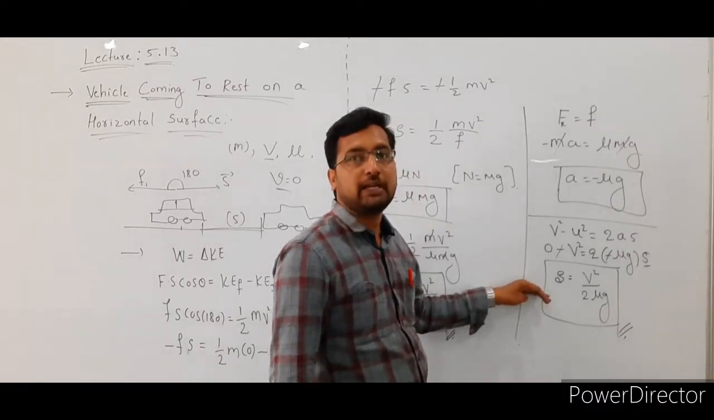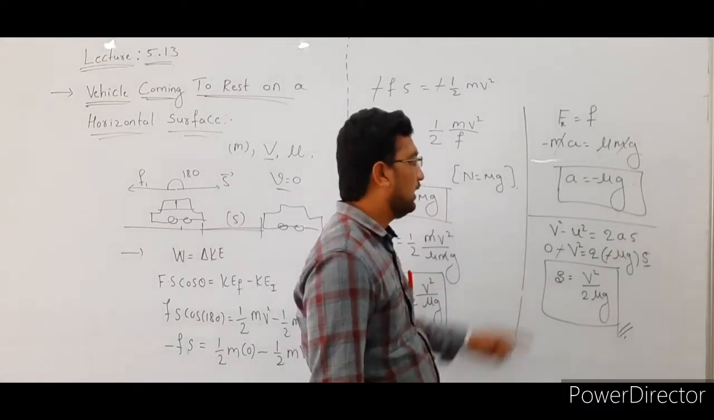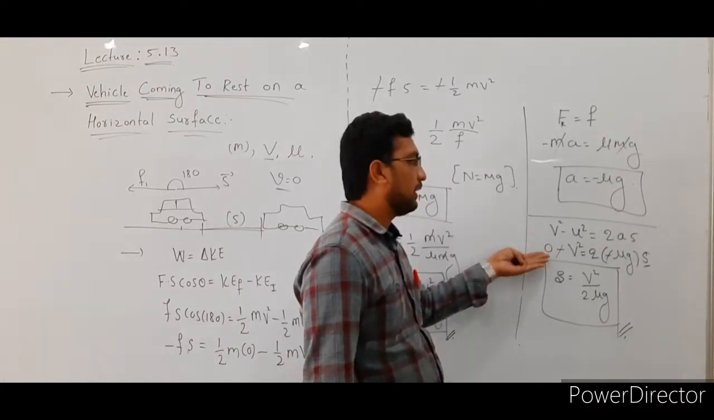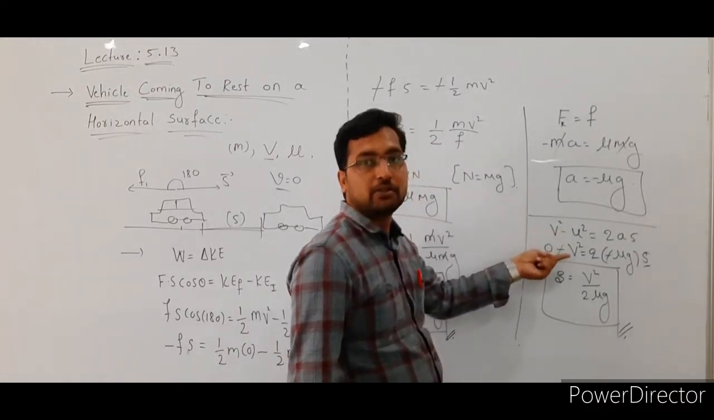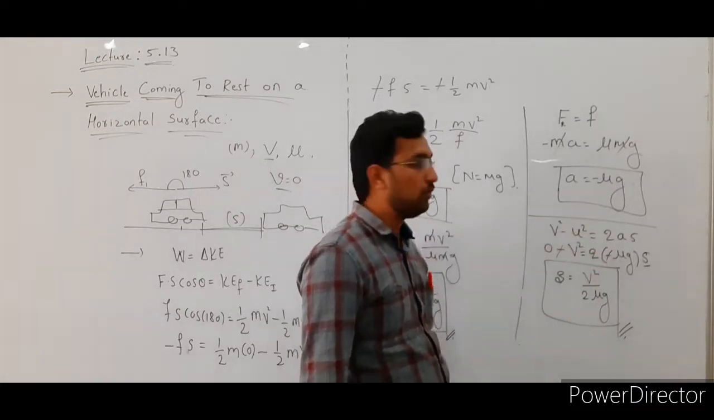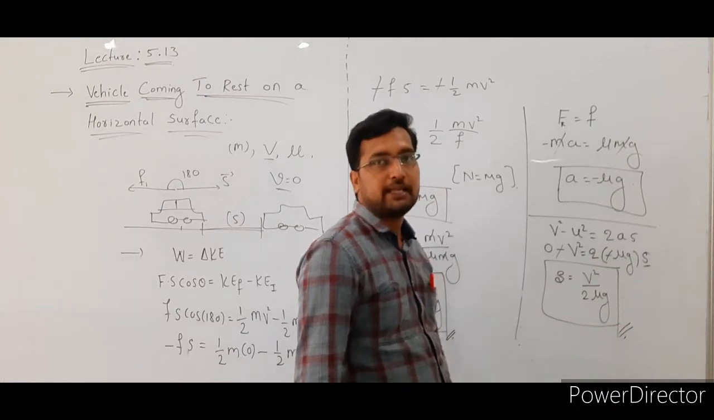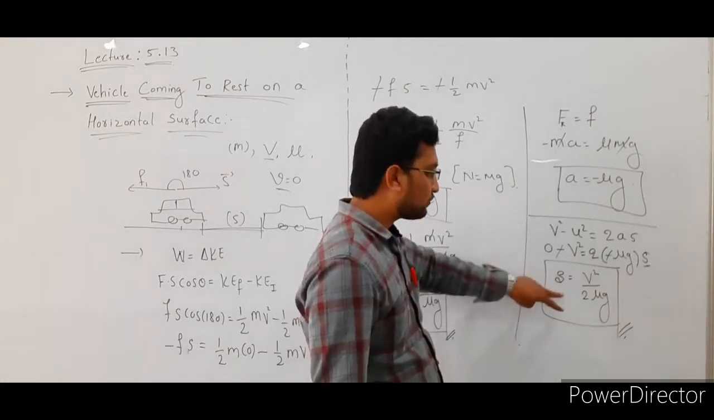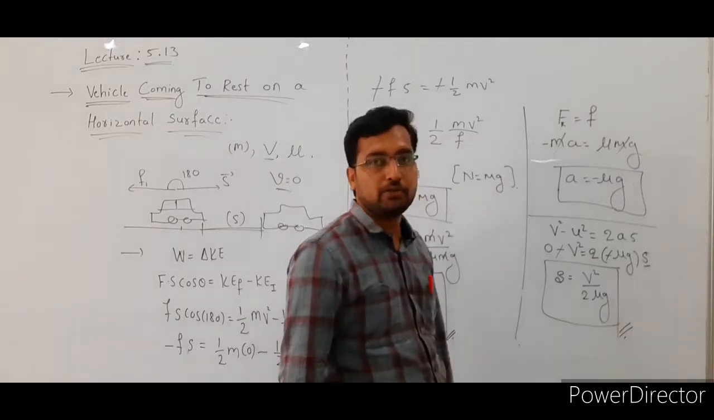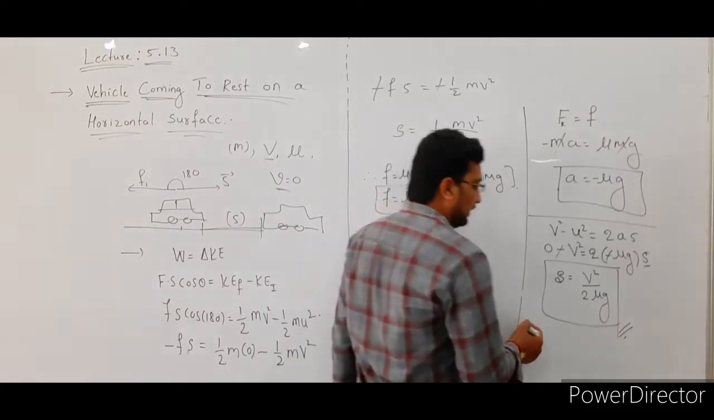Here we want to calculate the stopping distance. For that we use the equation of motion, v square minus u square equal to 2as. The final velocity of the vehicle is 0, minus initial velocity v square, equal to 2 as, and the acceleration value is minus mu into g, into s. s is nothing but the stopping distance. So s is equal to v square by 2 into mu into g. So this is about the stopping distance.